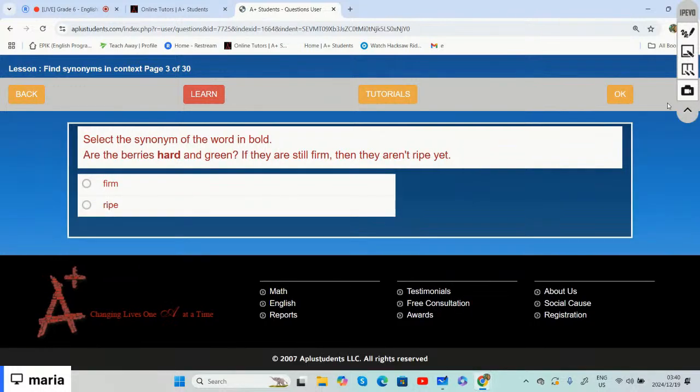All right. The next one says, are the berries hard and green? If they are still firm, then they aren't ripe yet. We need to find the word that's the same as or almost the same as hard. Are the berries firm and green, ripe and green? What is another word for hard? Is it firm or is it ripe?